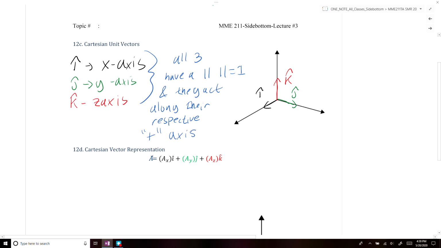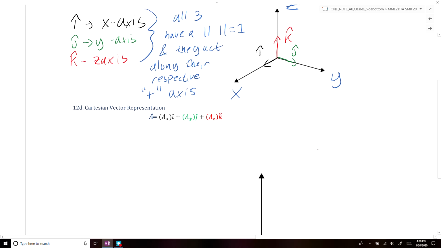Vector i corresponds with the x-axis and acts along the positive x-axis always. Vector j always acts along the positive y-axis, and vector k always acts along the positive z-axis.